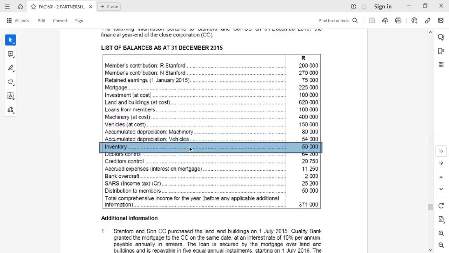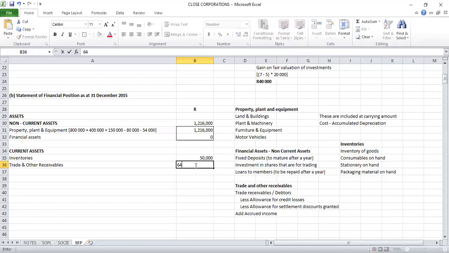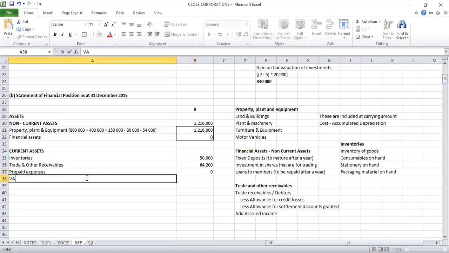Right. In this particular case, we have these data here. And it seems as if we don't have all those other things that I have talked about. So it will just be the 64,200. Right, you also include prepaid expenses. But in this particular case, we don't have prepaid expenses here. You can also include VAT receivable. If SARS are owing you your VAT, you would include it.